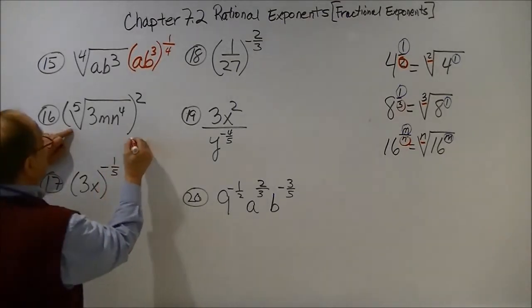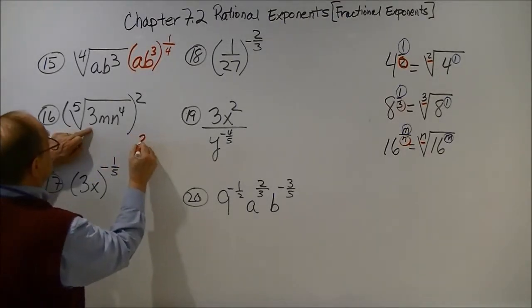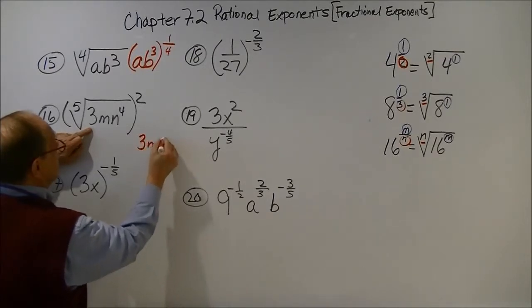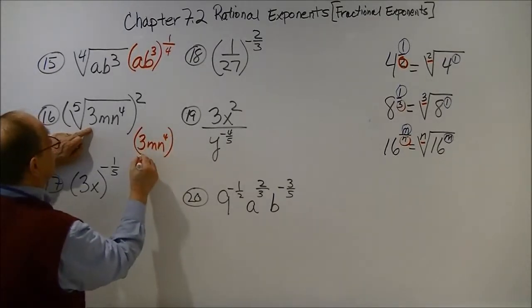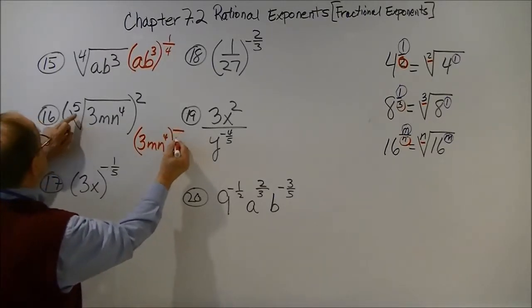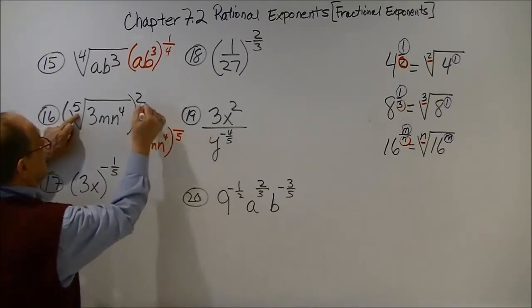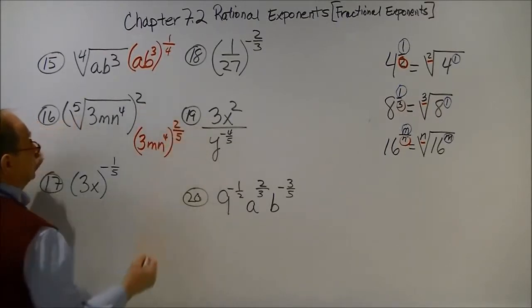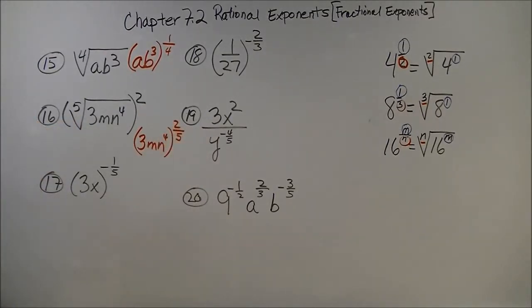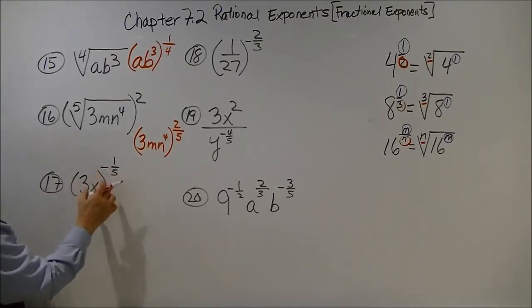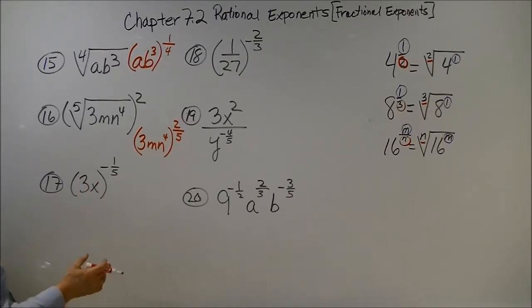And then here we're going to use our base, which is 3m n to the 4th in parentheses. Our denominator will be 5, and our numerator will be 2. Now we're moving on to what we call negative fractional exponents. And they want to have the answer as a positive fractional exponent. And if you can simplify, they want you to do that as well.